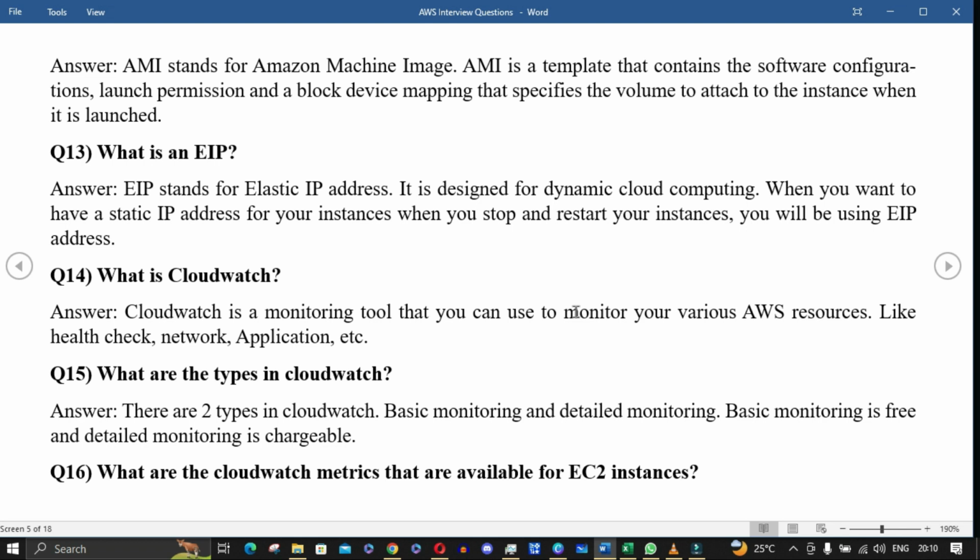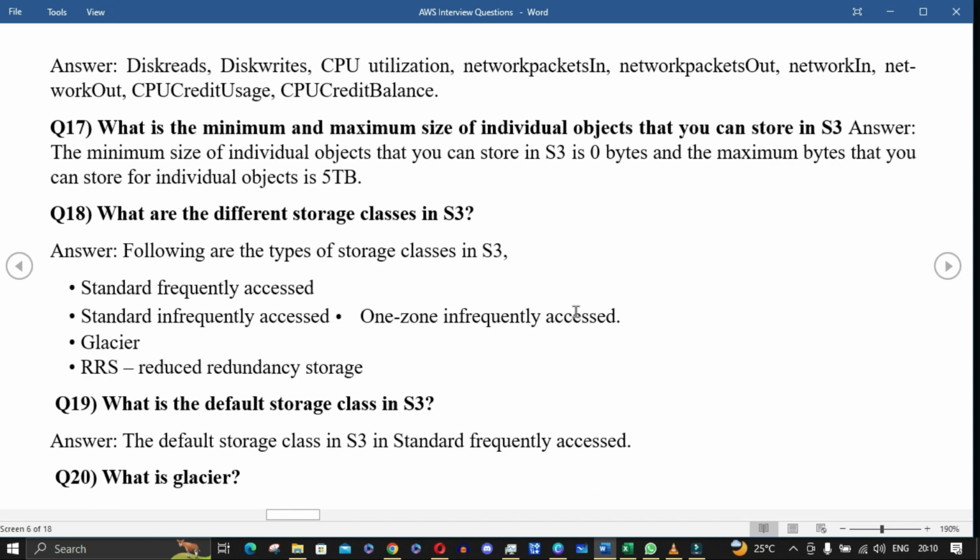What are the CloudWatch metrics that are available for EC2 instances? Answer. Disk read, disk write, CPU utilization, network packets in, network packets out, network in, network out, CPU credit usage, CPU credit balance.